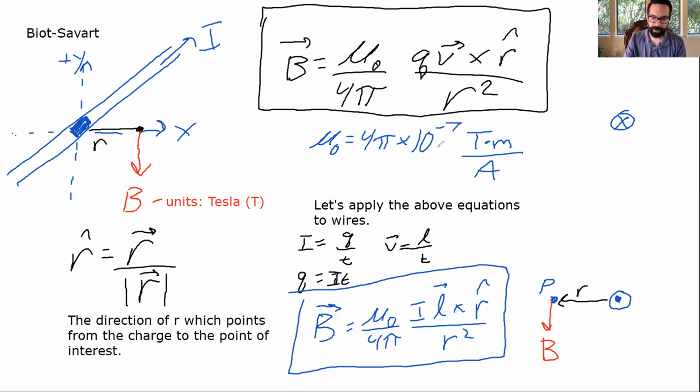I'm going to do it one more time. Let's try it up here. Let's say here's my point, let me call it a different letter, let's call it point R. Of course, we have our lowercase r, our radius, pointing upwards now.